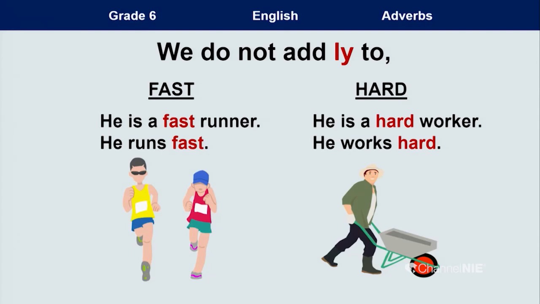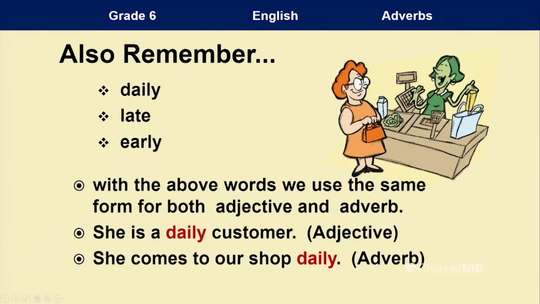Then what about hard? He is a hard worker. Hard is an adjective there because you describe the worker. He works hard. How does he work? Hard is the adverb there and you don't say hardly. Right? Remember these things, children. Also, you need to remember these things.